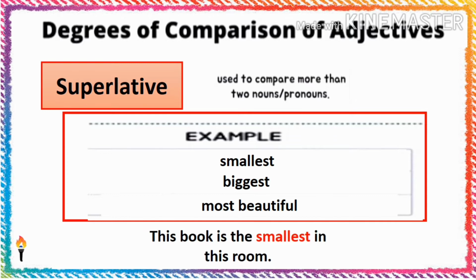This book is the smallest in this room. What are the nouns being compared? Okay, the book and the other books inside this room. What is the word used to compare them? We have the word smallest. Smallest is an adjective that is used in the superlative degree because it is used to compare more than two nouns, the book and the other books in the room.